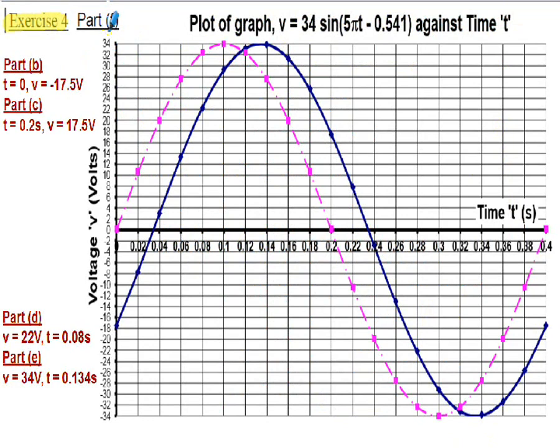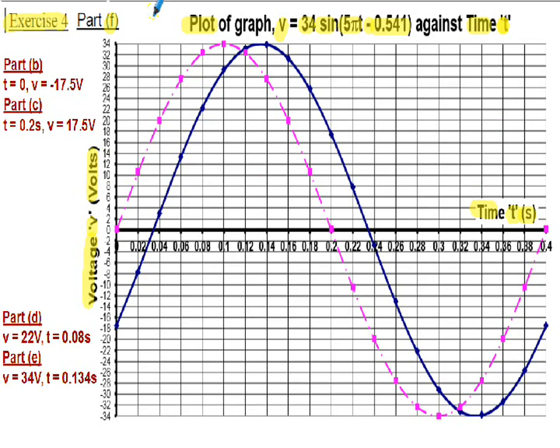Exercise 4 continued. This is part F. Part F wanted us to sketch one cycle of the waveform. On this diagram I've actually plotted one cycle of the waveform, that being v is equal to 34 times the sine of 5 pi t minus 0.541. I plotted this against time little t on the horizontal axis here in seconds, and on the vertical axis we've got the voltage little v in volts.